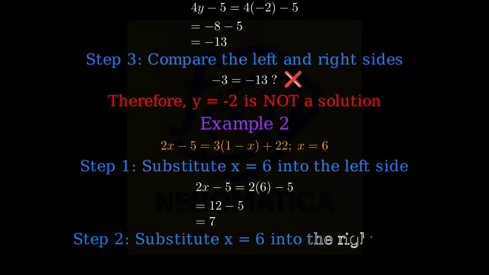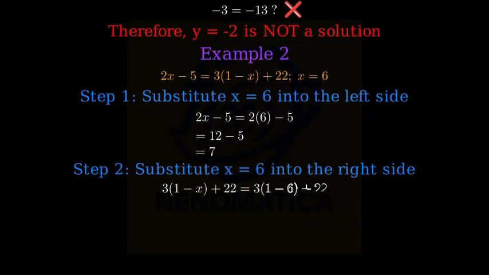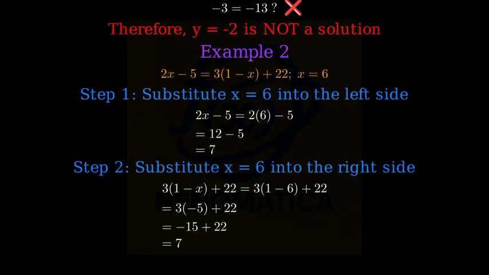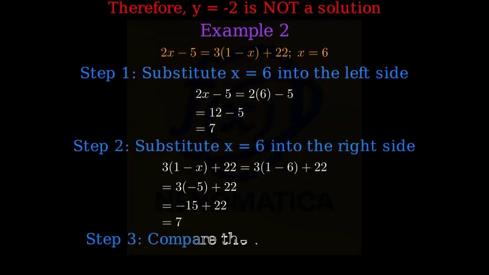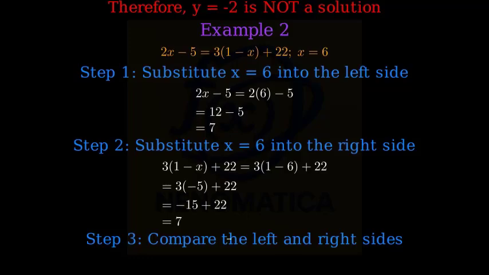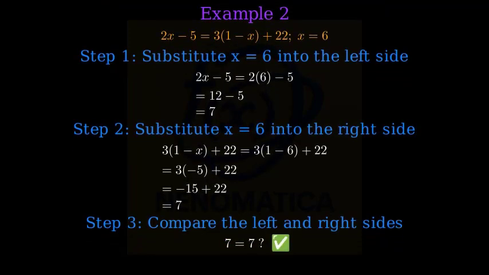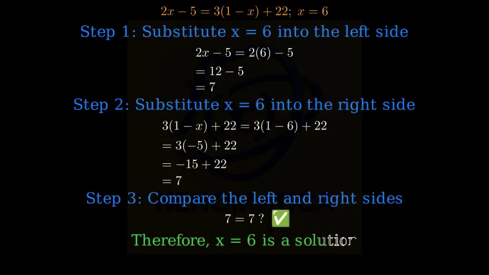Step 2. Now let's substitute x equals 6 into the right side of the equation. 3 times the quantity 1 minus 6 plus 22. 1 minus 6 is negative 5. 3 times negative 5 is negative 15. Negative 15 plus 22 equals 7. Step 3. Compare the left and right sides. We get 7 equals 7, which is true. Since the left side equals the right side after substitution, x equals 6 is indeed a solution to the equation. Let's analyze one more example.